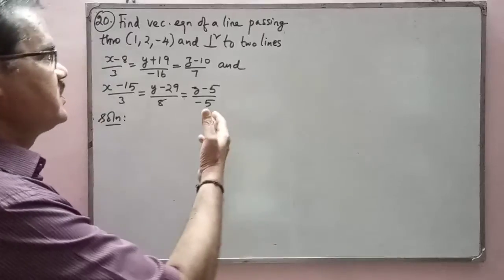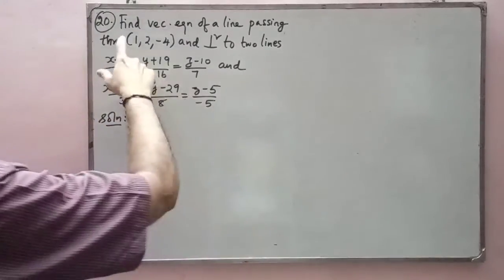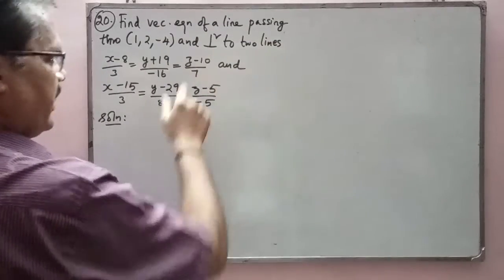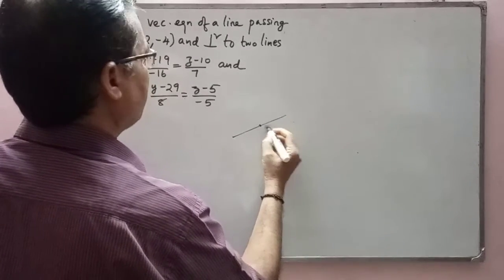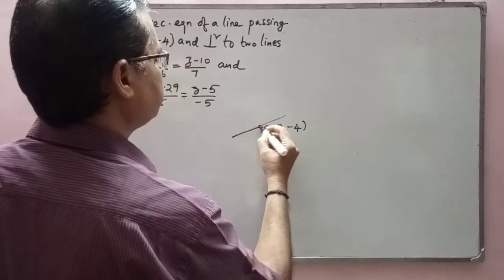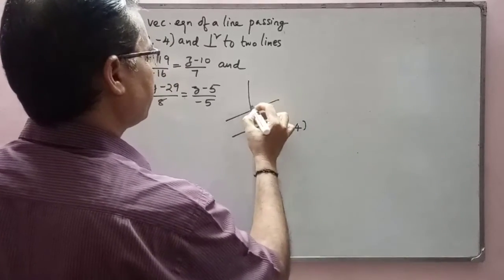We are going to discuss miscellaneous exercise 20th problem. The question says find vector equation of a line passing through a point and perpendicular to two lines. That is, our line is passing through a point (1, 2, -4). This is our line. Now our line is perpendicular to two lines.